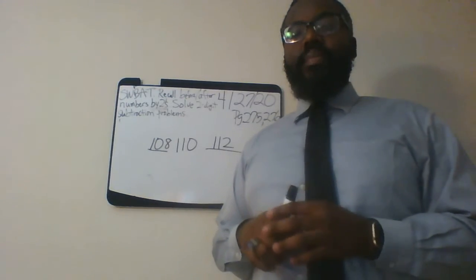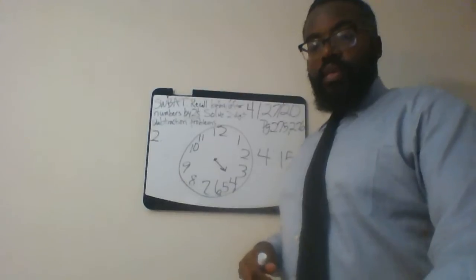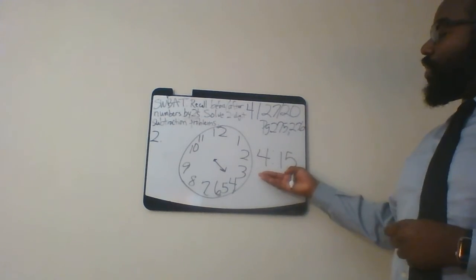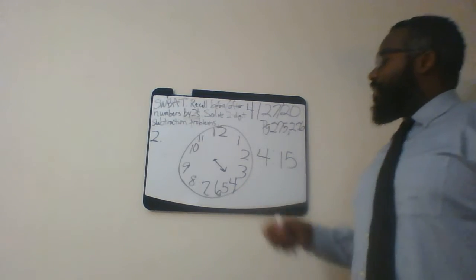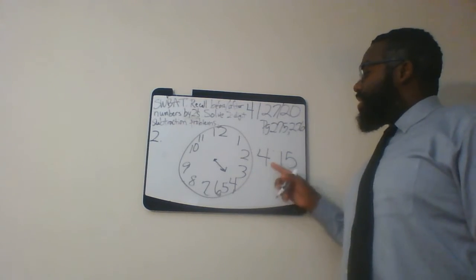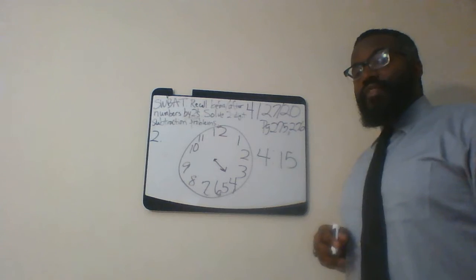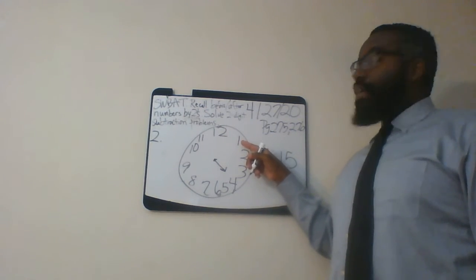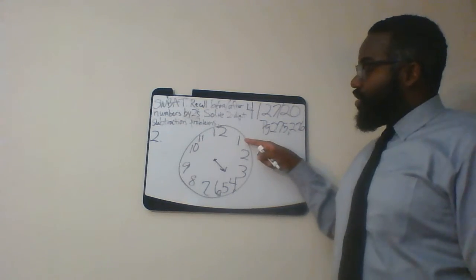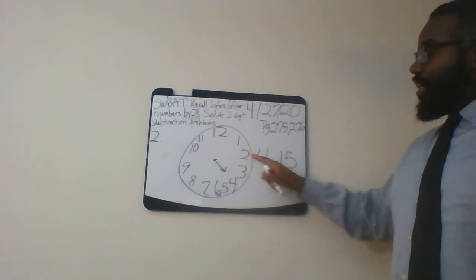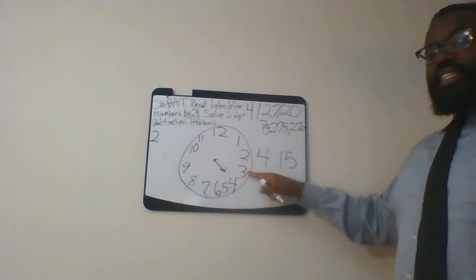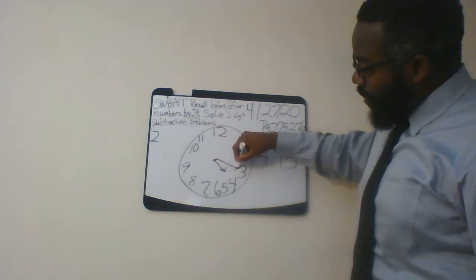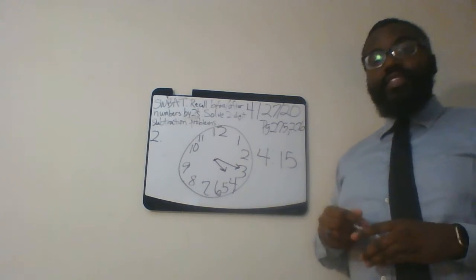Now let's take a look at number 2. Number 2 wants us to set the minute hand. The time given to us is 4:15. So the hour hand is at 4. Now the minute hand has to be at 15. Remember, we always start at the number 1 and count by 5s until you get to 15. So 5, 10, 15. 15 is at 3. So you draw the hand to number 3, and that will make it 4:15.